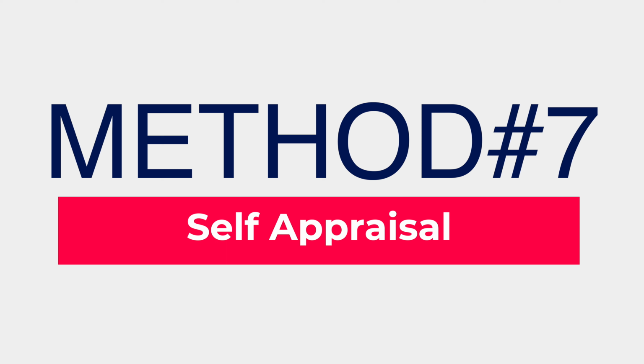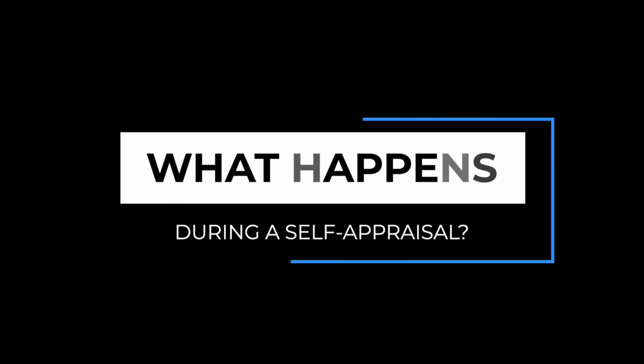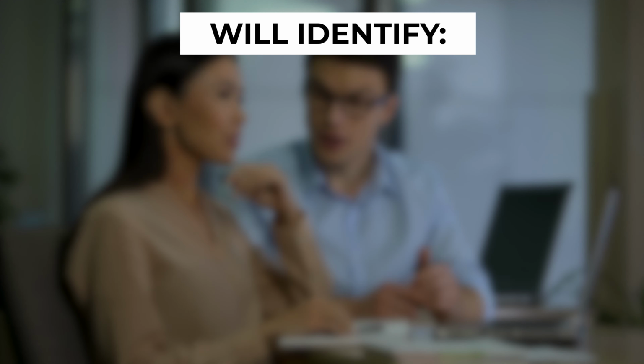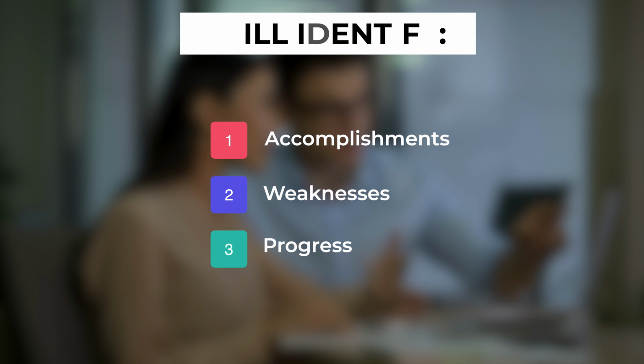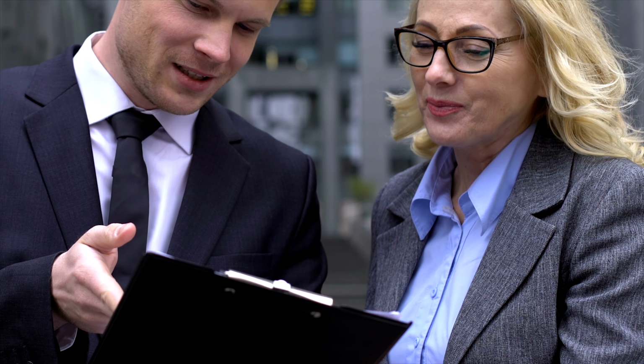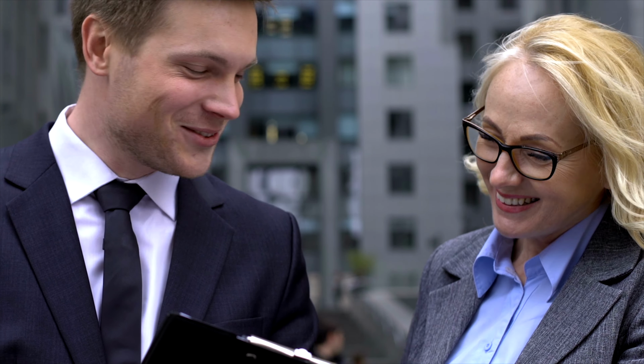Method 7. Self-appraisal. Self-appraisals offer employees a chance to look back at their performance and understand their strengths and weaknesses. What generally happens during a self-appraisal? During a self-appraisal, an employee will identify their accomplishments, weaknesses, and progress. Typically, a self-appraisal will then culminate in a more traditional review between employee and their manager. This is where they will compare appraisals and talk about goals for the time period ahead.